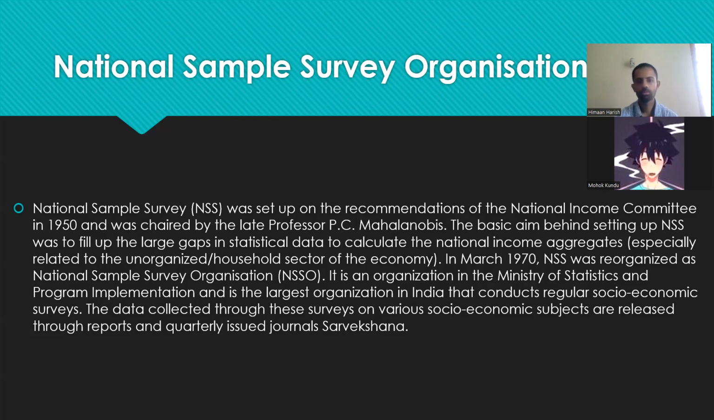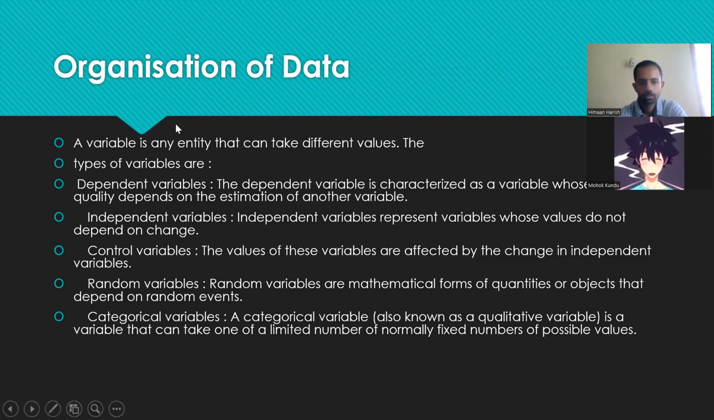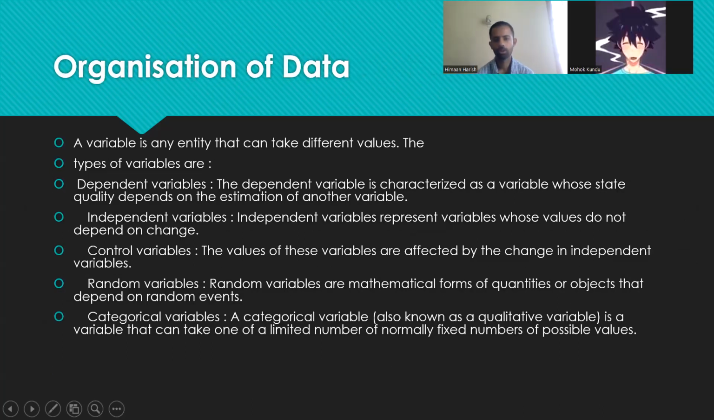Any doubts till now? Can we move to the next concept? Organization of data. A variable is any entity that can take different values. The types of variables are dependent variables. The dependent variable is characterized as a variable whose state or quality depends on the estimation of another variable. Have we heard of the variable concept in class 10 economics as well?